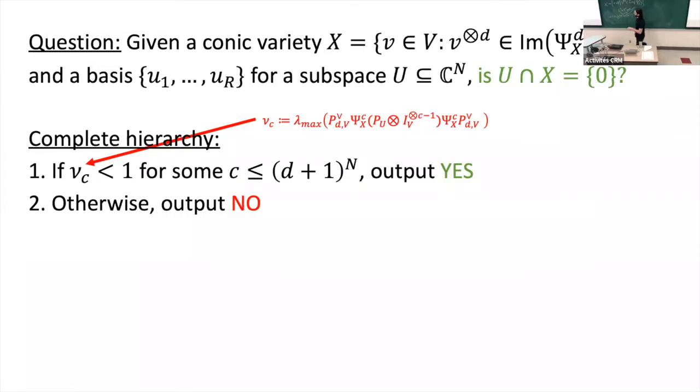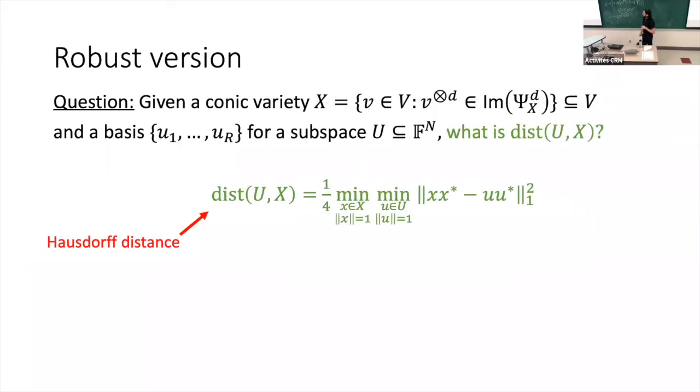All right, so our hierarchy now becomes: if nu C is less than 1 for some C, we output yes. Let's define the distance before we go any further. The distance between U and X is defined to be the minimum 1 norm squared of the difference between an element of X, XX star, and UU star.